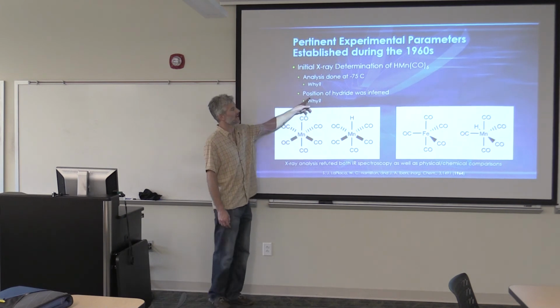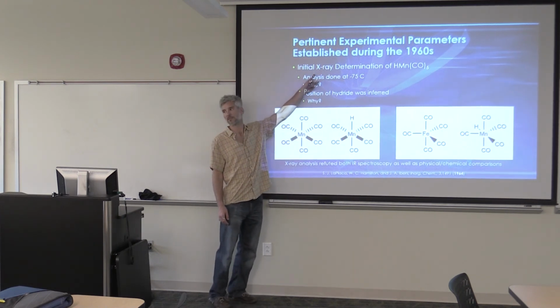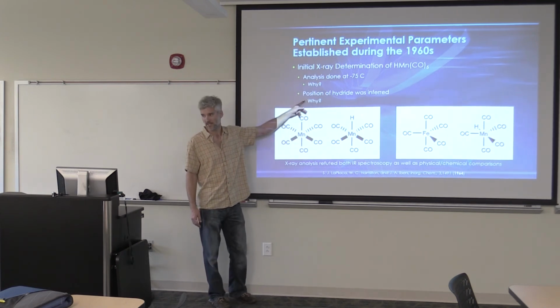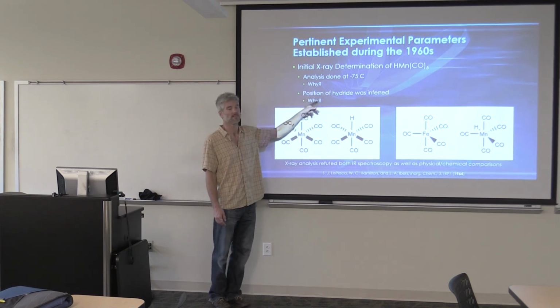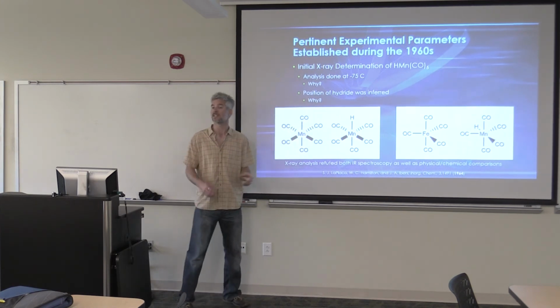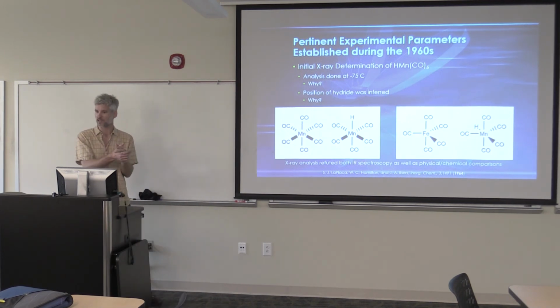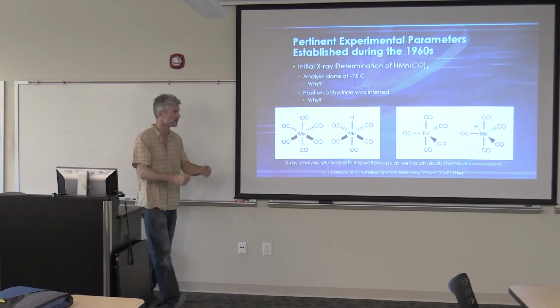The position of the hydride was inferred from this X-ray determination. Again, as I said earlier, X-ray is going to be bad because hydrogen is so tiny. So what you generally do is infer the position of the hydride based off of the geometry of everything else. If the geometry is distorted, you can say, oh, there's probably a hydrogen sitting there that's distorting things.